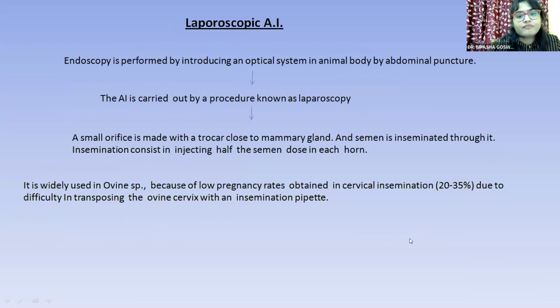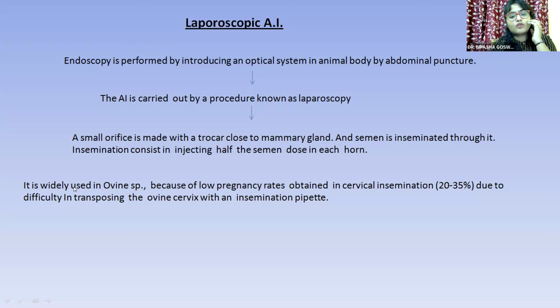Laparoscopic AI. In this method, endoscopy is performed by introducing an optical system into the animal body by abdominal puncture. The AI is carried out by a procedure known as laparoscopy. Here we can put the semen directly into the horn of the uterus, or directly into the uterus. A small orifice is made with a trocar close to the mammary gland and the semen is inseminated through it. Insemination consists of injecting half the semen dose in each horn.